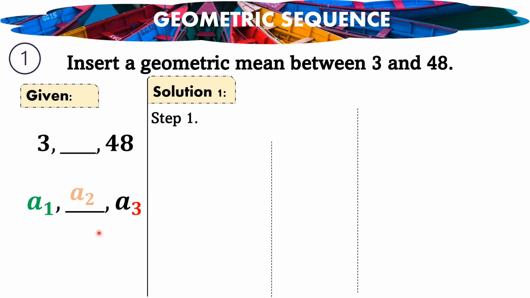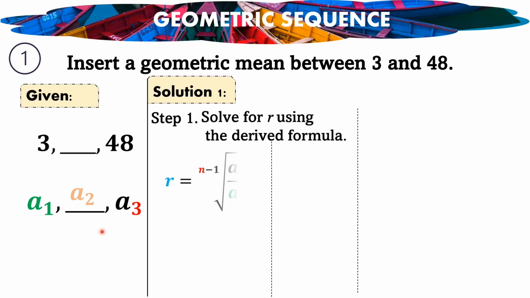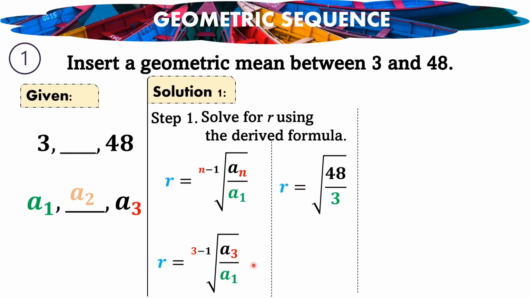Step 1, solve for r using the derived formula. r is equal to the n minus 1 root of a sub n over a sub 1. n is 3 because there are three terms. That is, r is equal to the 3 minus 1 root of a sub 3 over a sub 1. Substituting, r is equal to the square root of 48 over 3. Thus, r is positive and negative 4. If the root is even, there are two possible roots. We have a positive and a negative root. That means also that there are two sets of geometric mean.